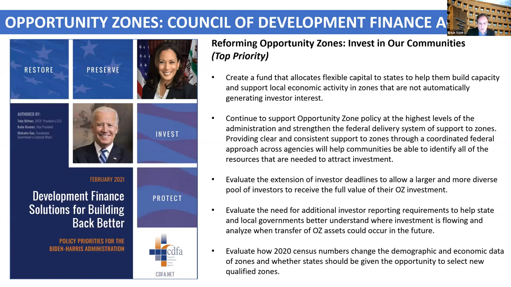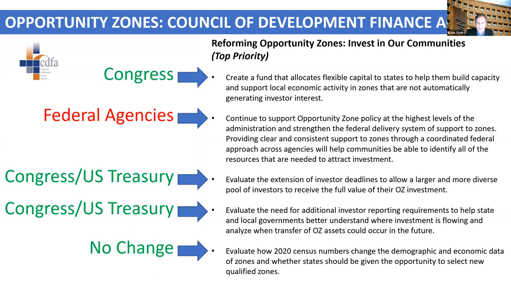So for example, CDFA, or the Council of Development Finance Agencies, had a list of proposals that they also recommended around opportunity zones. And interestingly, when I map these out, very similar to the Biden administration, many of these would take some acts of Congress or some regulatory changes. Other than the second one, which is continue to support opportunity zones policy at the highest levels of the administration and strengthen the federal delivery system of support to opportunity zones, really providing this clear and consistent support through coordinated approaches across agencies to help communities identify resources to attract investment.